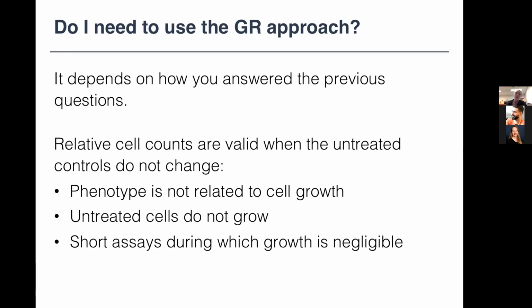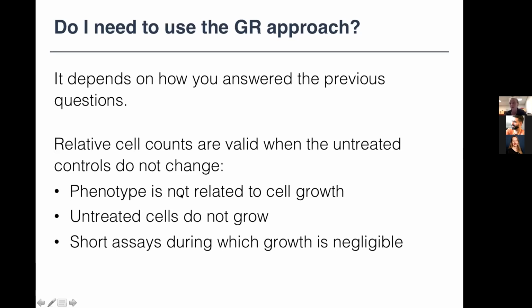Cases in which it's not necessary to include that time zero plate and compute GR values are cases when either your phenotype is not related to cell growth. Your untreated cells don't grow, and so if you have a population that's just going to sit on your plate indefinitely, there's no growth rate to look at, so GR values don't apply. And then the third case is one in which maybe your drug mechanism of action is really quick, and so the assay duration is too short to compute any kind of growth rate. So those are really the three cases in which the GR approach isn't necessary.